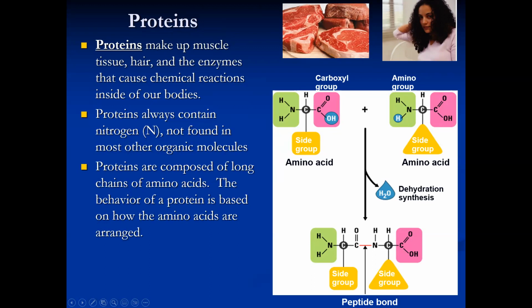This is called a peptide bond because it's joining together 2 amino acids. The bonds between amino acids are called peptide bonds. That's why sometimes proteins are called polypeptides, because there are many peptide bonds joining many amino acids to each other: polypeptide.